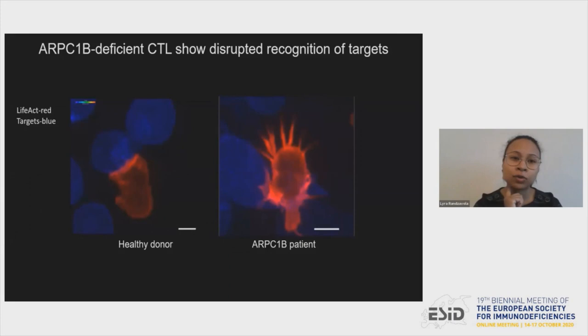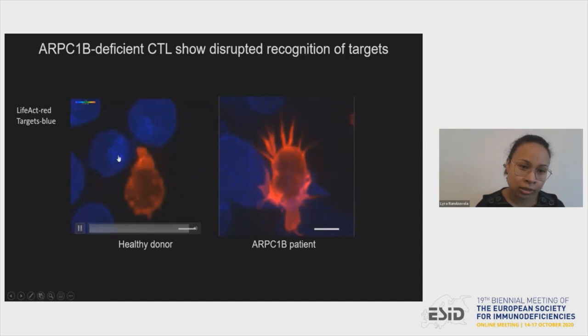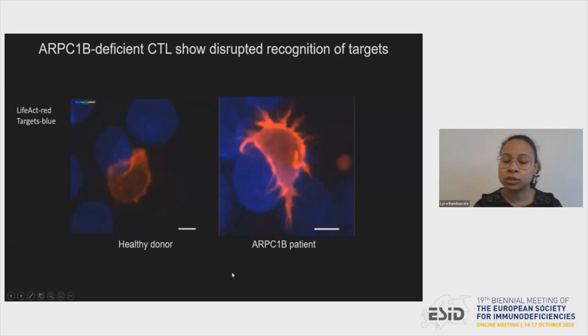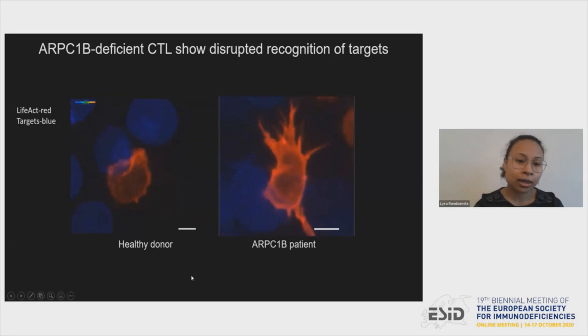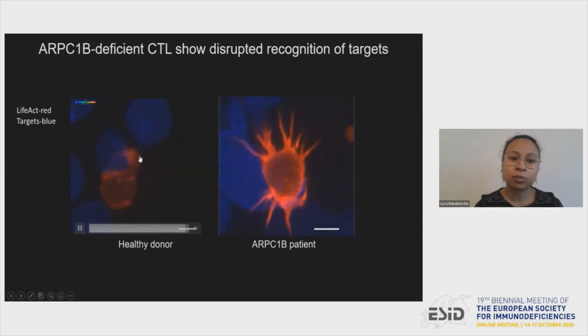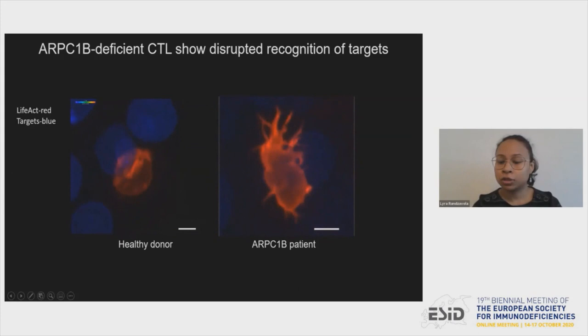When I looked at the behavior of the cells with live cell imaging of cells expressing the actin marker LifeAct in red, we can see that healthy donor cells actively interact with the target, ruffling their actin cytoskeleton, while the ARPC1B patient cells adopt a strikingly different behavior, with a long filopodium extending towards the target. While the healthy donor remains firmly attached to the target throughout the movie, the ARPC1B patient fails to do so. These first two results suggest that ARPC1B is required for target recognition and also for TCR signaling.